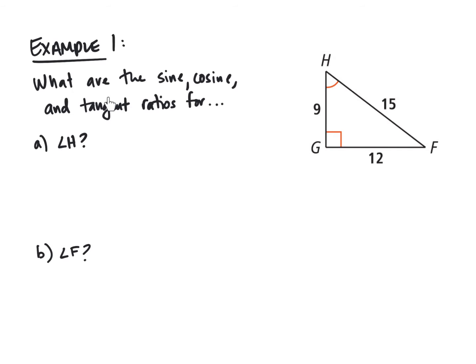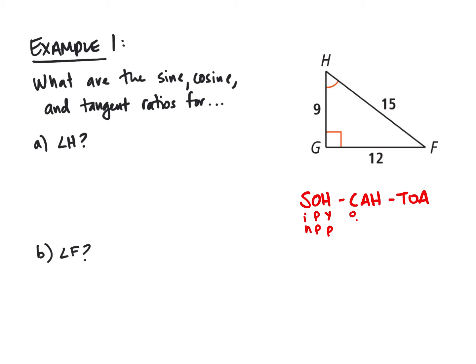Our first example problem here asks us to write the sine, cosine, and tangent ratios for both angles H and angle F. To do these ratios, we have to remember that there's a nice little mnemonic for sine, cosine, and tangent that's called SOHCAHTOA. It tells us that to write the sine ratio, we take the opposite leg of the angle over the hypotenuse of the triangle.